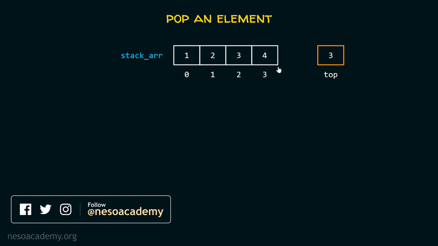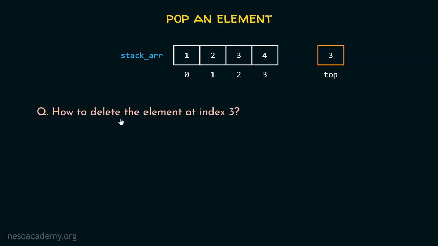We already know this array is actually representing a stack, and we are interested in deleting the topmost element of the stack. Now my question is how to delete the element at index 3. Obviously, we know that this is the topmost element and its index is 3. So how do we delete the topmost element of the stack?